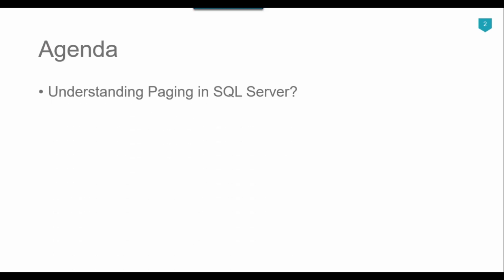So the agenda of today's video tutorial is understanding paging in SQL Server. Pagination is a process of dividing large data into smaller pages. Paging is very commonly used by web applications to show chunks of data at one page, and then when you select the next page, it fetches the next data for the next page.